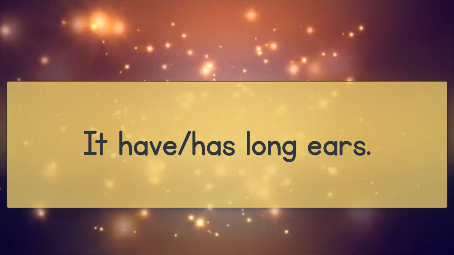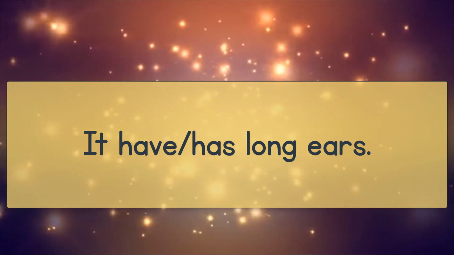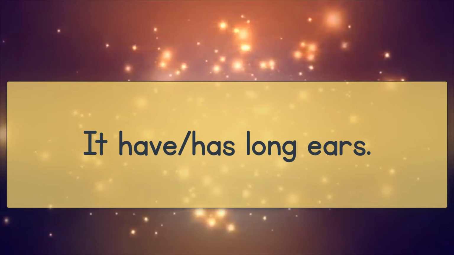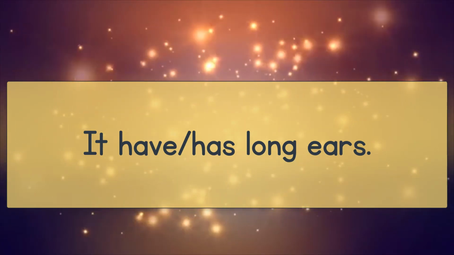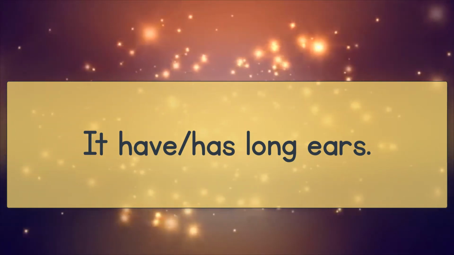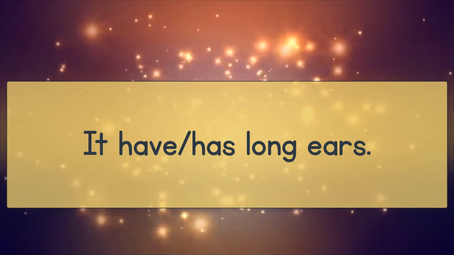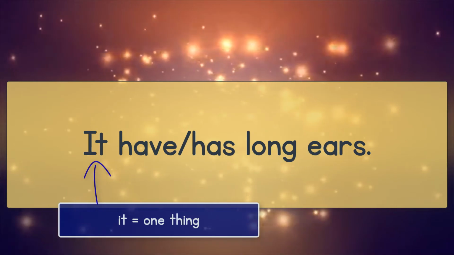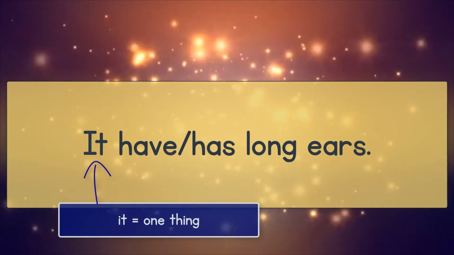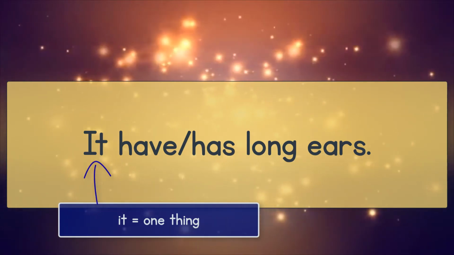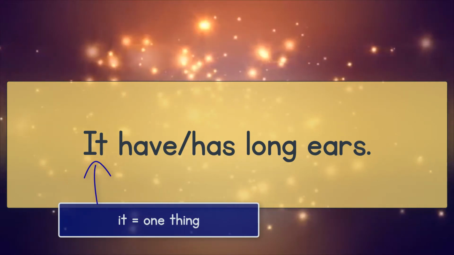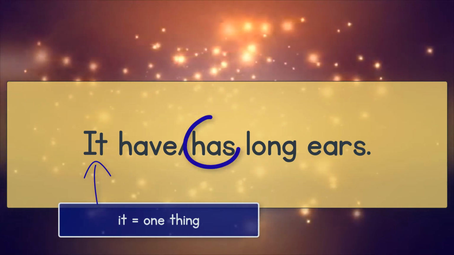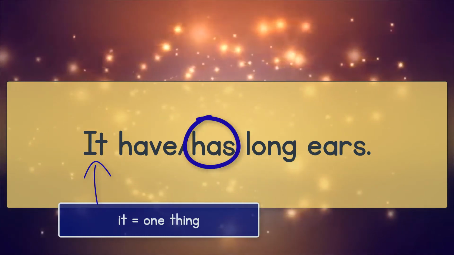It have or it has long ears. What's our noun in this one? It, and it is one person, or I would guess in this situation, it's probably one thing. It could be an animal or a stuffed animal. So it is one, so we would say it has long ears.